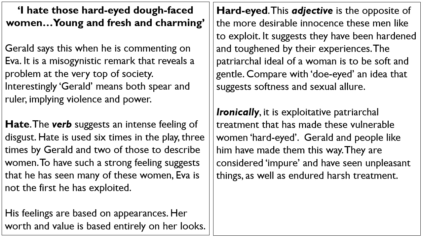The irony is that it's the exploitative patriarchal treatment these women have had that's made them hard-eyed. These are vulnerable women, and the rich and wealthy have exploited them. Gerald and men like Gerald have made them this way. They're now considered to be impure, and because they've seen and done unpleasant things, they're judged to be unpleasant. And it's, as I say, Gerald and people like him who have caused this thing that they hate.